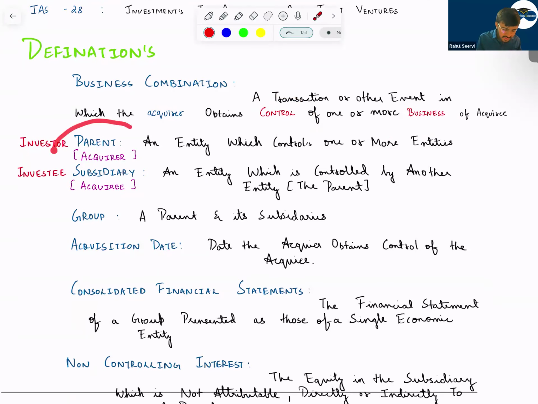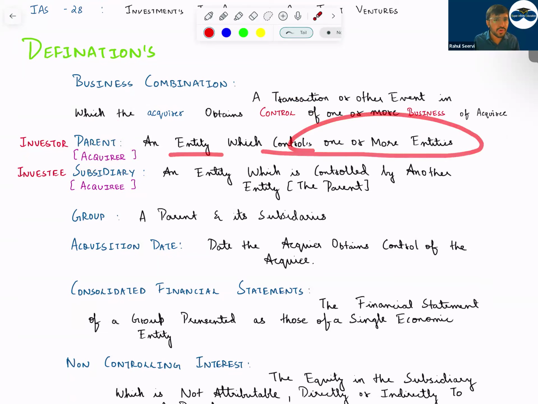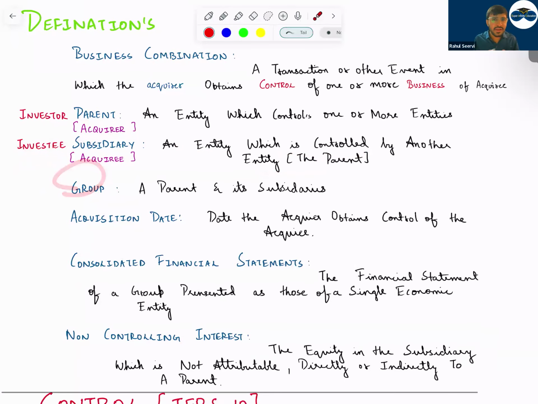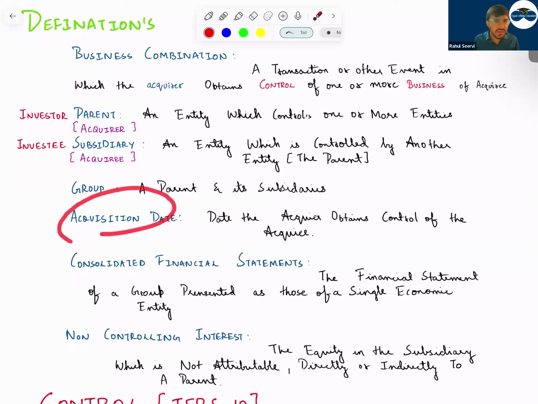So now the investor is known as the parent company. It is also known as the acquirer, an entity which controls one or more entities. Subsidiary, or investee, is an entity which is controlled by another entity. What does a group mean? Group means parent and subsidiary together. Acquisition date means the day when we obtain control.